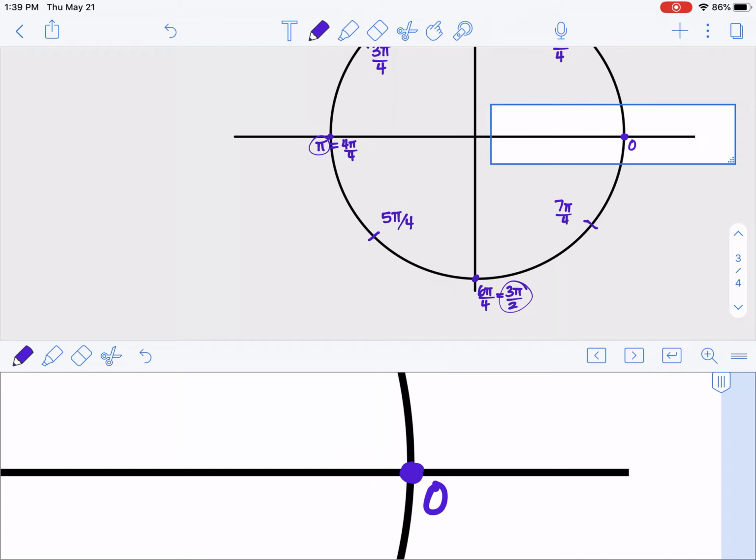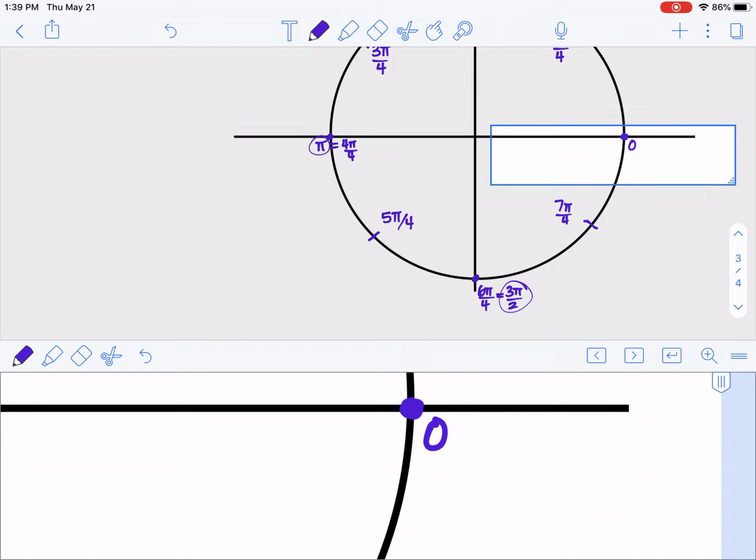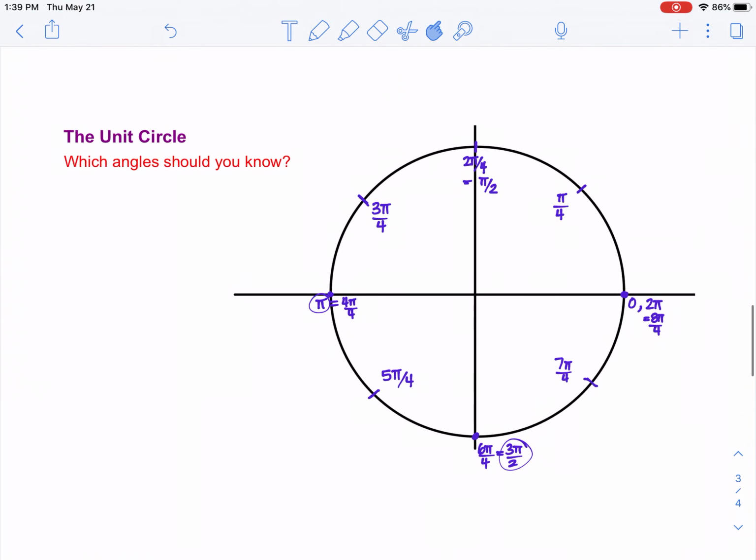And then that takes us back up to here, which would be 8 pi over 4, which is the same thing as 2 pi. So it helps you to think about that. So those are some of the really important ones. They're not the only ones, but those are definitely ones that we expect you to know. In addition to that, after you count around there, also counting by pi over 6s are other important ones.